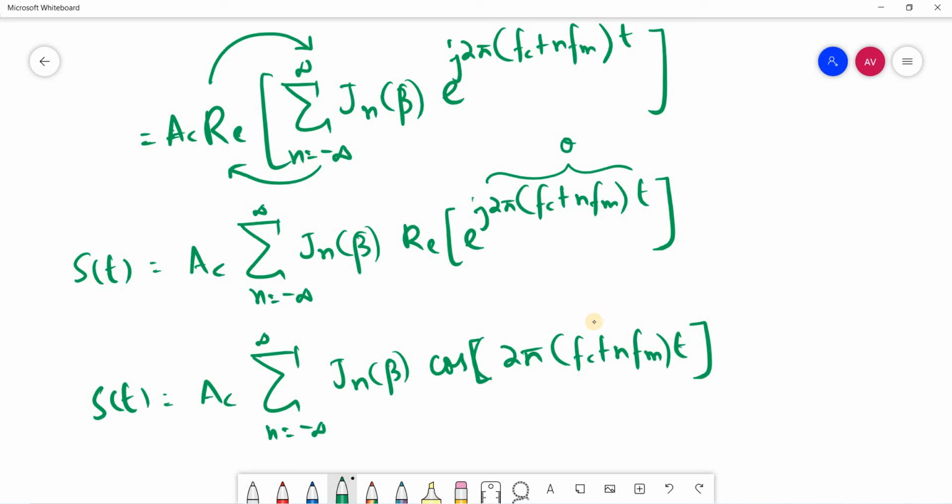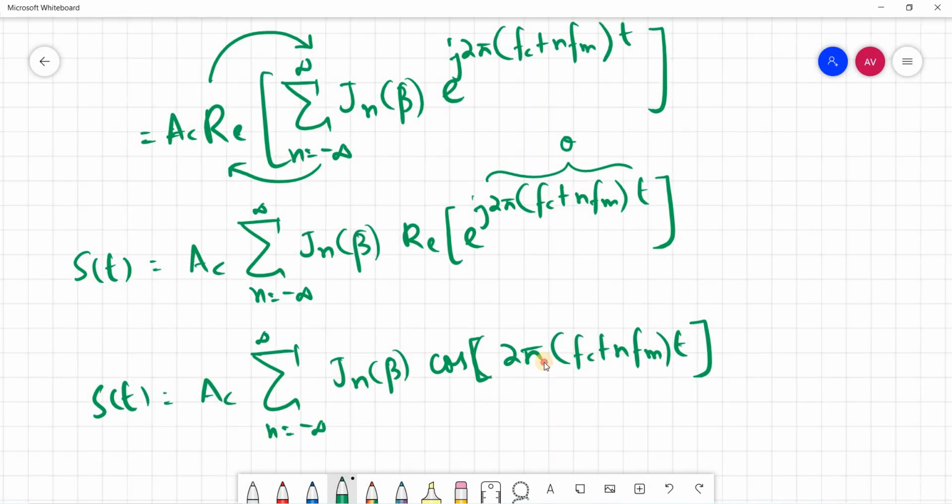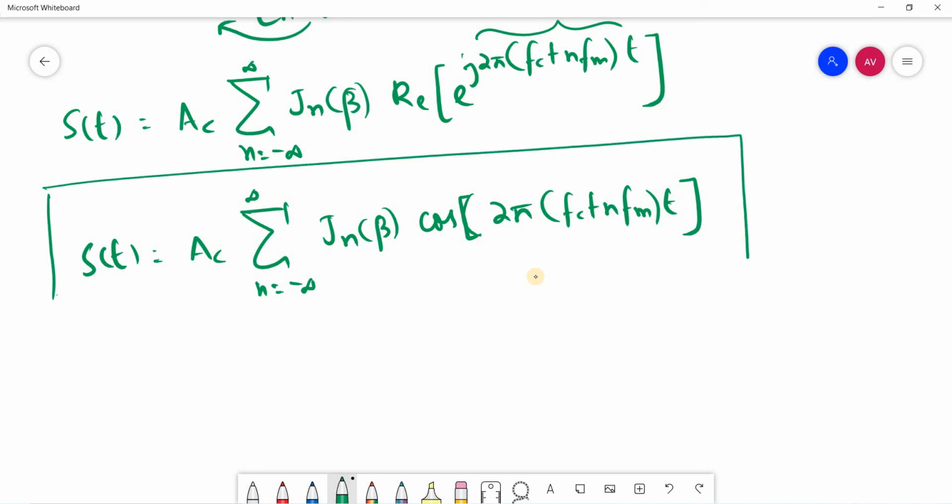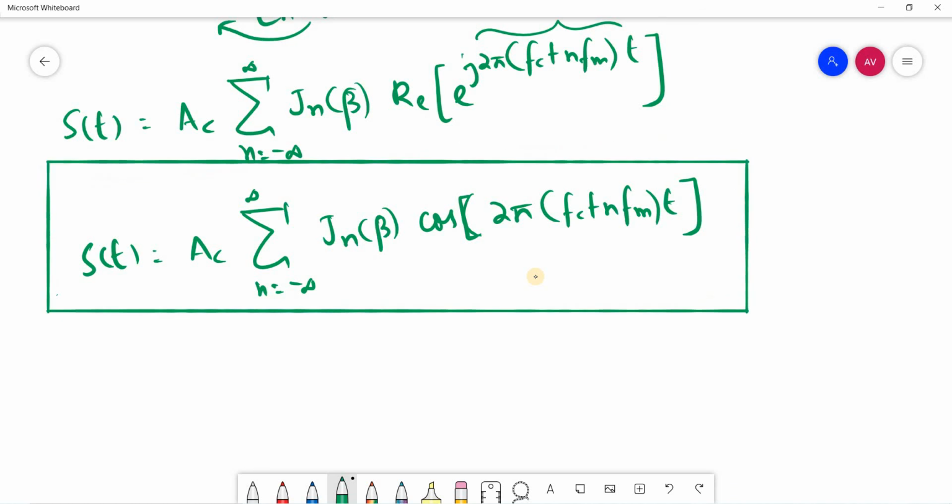So now we have represented S of t as a weighted sum of certain cosinusoids, where n is spanning from minus infinity to infinity. The weight of each cosinusoid, the weight of the nth cosinusoid, will be AC times Jn beta. So that is what we have now. We'll consider this as an intermediate result.